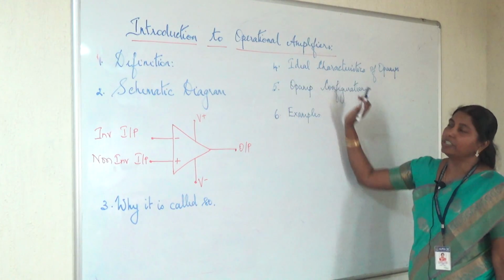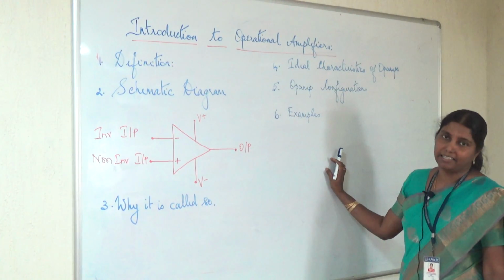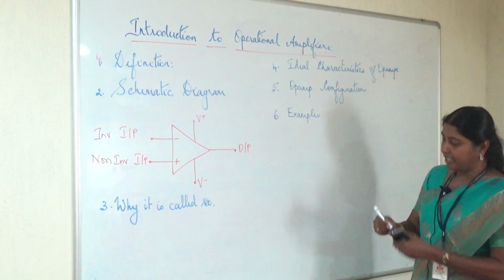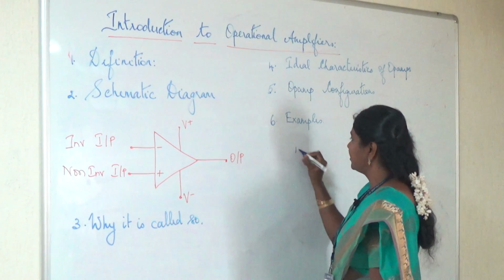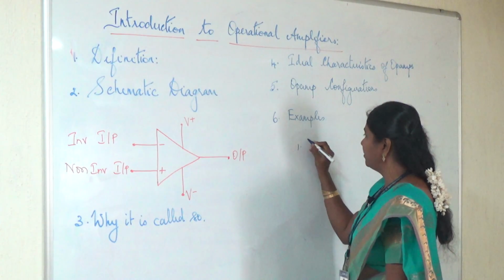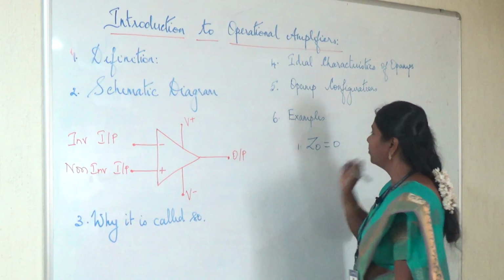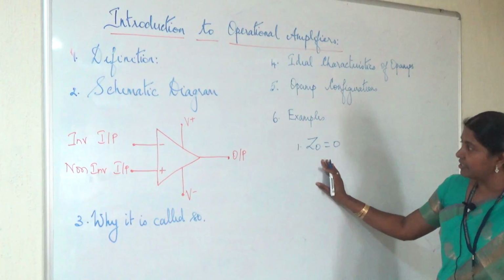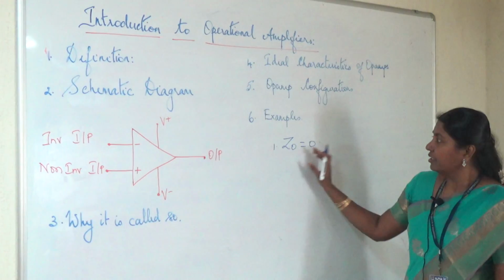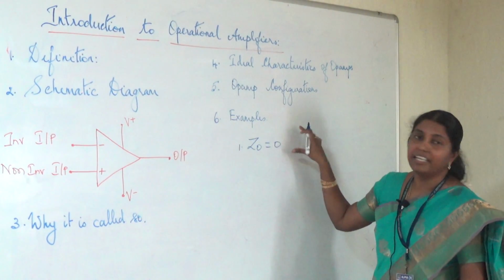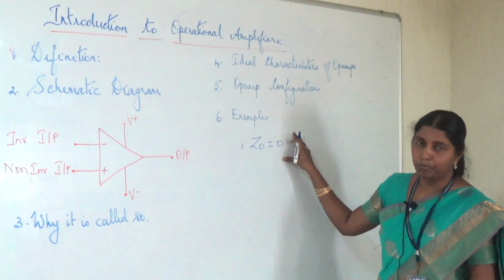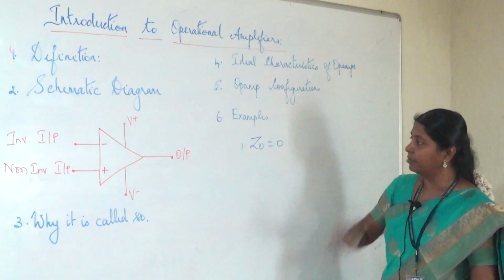Any op-amp has what are called ideal characteristics. The ideal characteristics of the op-amp are listed as below. The first ideal characteristic is that the output impedance of an op-amp is equal to 0. When I say that the output impedance of an op-amp is 0, it indicates that the output is going to be very, very high. Whatever may be the input, we are able to get a very high output because the output impedance is equal to 0.